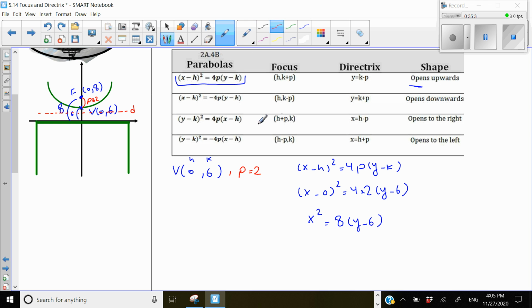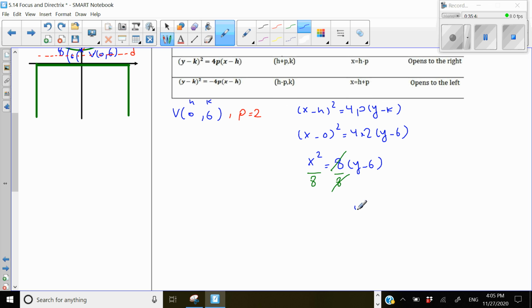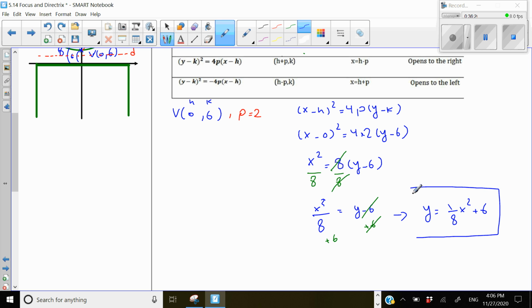Now we want to write that in the standard form. So divide both sides by 8 because we want to have the y by itself. So it's going to be y minus 6 equal to x squared divided by 8. Now add 6 to both sides. Okay, so this negative 6 and positive 6 cancel each other, and the equation will look like y equal to 1 over 8 x squared plus 6, and this will be the equation of my parabola.